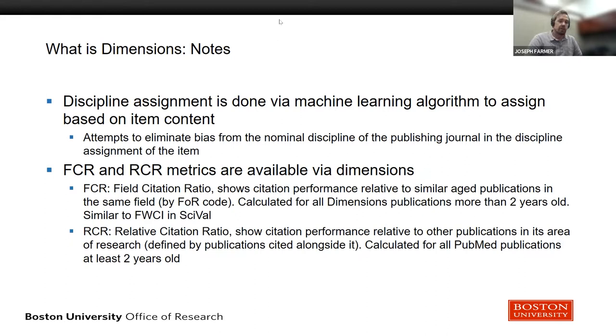They're both somewhat normalized citation metrics. They both have a lot of value. Some of them are very popular for funders to request on applications for grants and things of that nature. While FCR is similar to a value we can get in SciVal, as far as I know off the top of my head, Dimensions is the only data source we have access to that automatically calculates these for you. So depending on what you're applying for, if you have a funder that's requesting a field citation ratio or a relative citation ratio, Dimensions can be a great place to get that data very quickly.